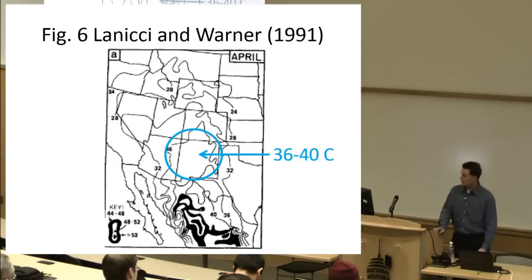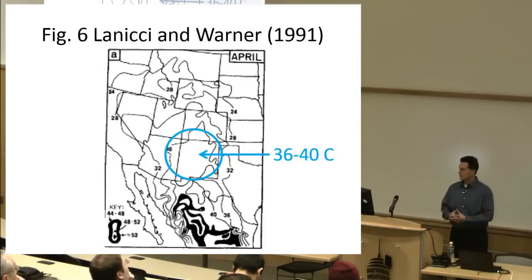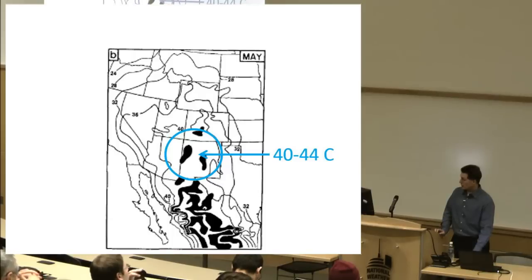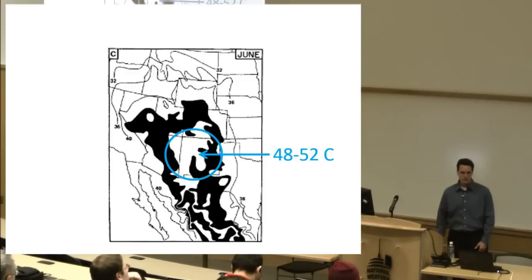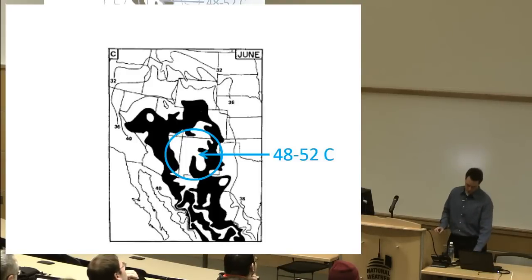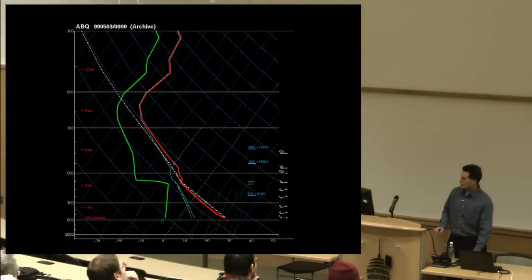Okay, so this is their climatology, and this is from April. You get potential temperatures 36 to 40 C. I'll illustrate this in a second on a sounding. As we continue into May, you warm to 40 to 44 C, so it's substantial warming, and then June 48 to 52 C. So that's quite a bit of warming and that's, again, the seasonal warming of the surface temperatures over the elevated terrain. Okay, what does that look like on a sounding?